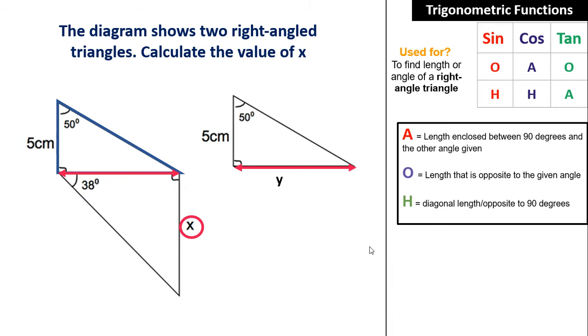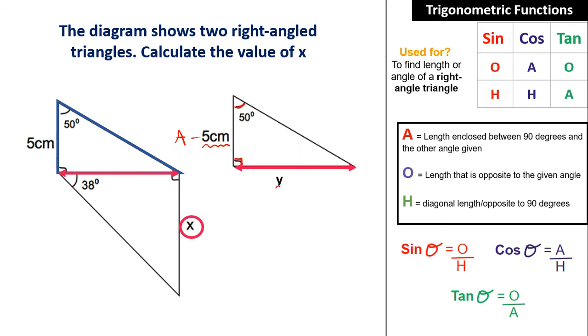In order to apply sine cos tan, sine theta equals opposite over hypotenuse, cos theta equals adjacent over hypotenuse, and tan theta equals opposite over adjacent. Now, in this particular example, you can see that this length that is given to us, 5 centimeters, is enclosed between the given angle, that's 50, and the right angle, that is 90 here, which means this 5 centimeters is my A, the adjacent, because adjacent is the length that is enclosed between 90 degrees and the given angle.